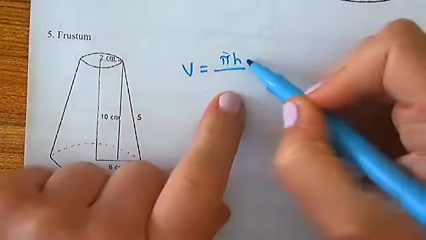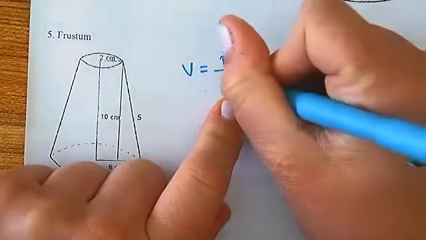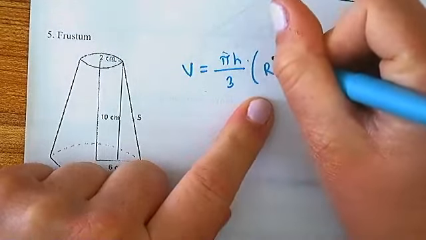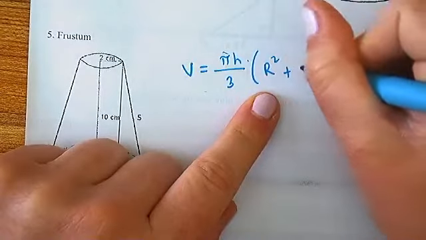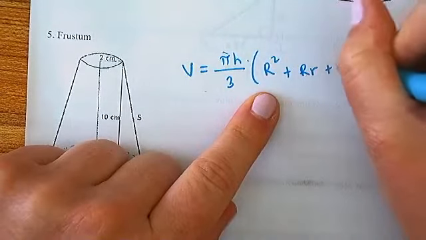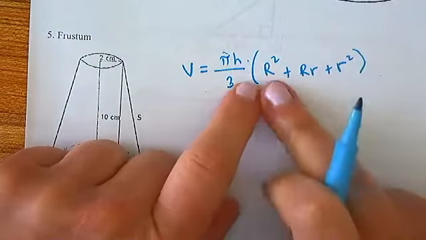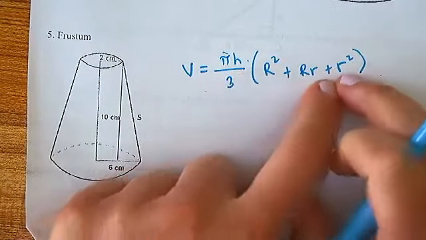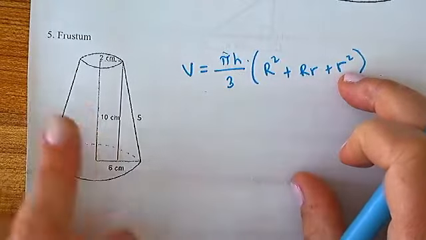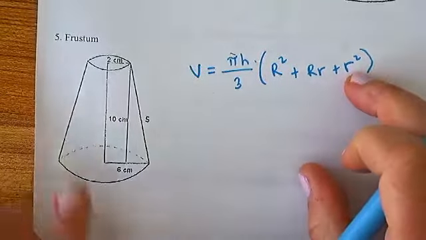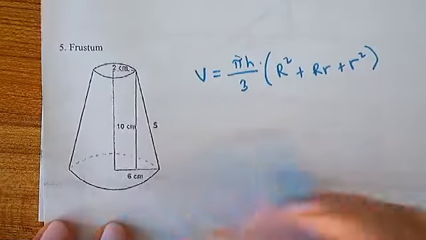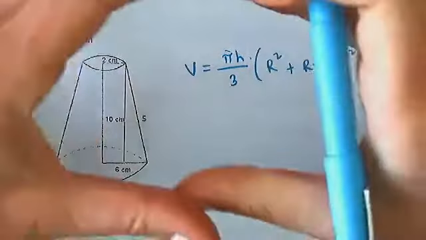Okay, so pi times the height divided by 3. And then that whole thing is being multiplied by big R squared plus big R times little r plus little r squared. Big R stands for the radius of the bigger circle, and little r stands for the radius of the smaller circle. So as you can see over here, picturing that this is the lampshade, these are circles. I know they look like footballs, but it is a circle.